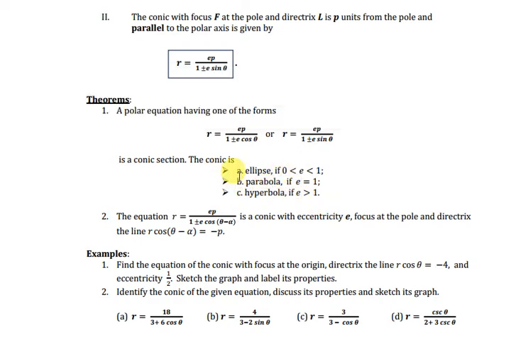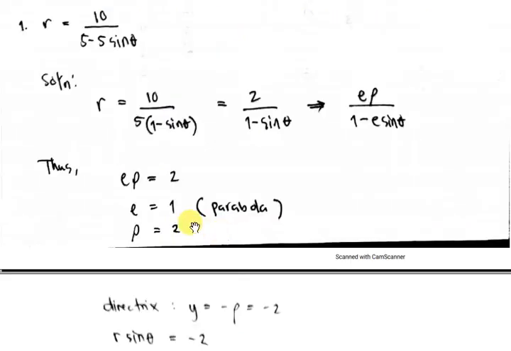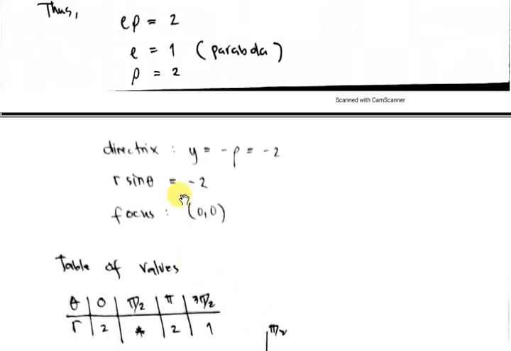If e is between 0 and 1, that is an ellipse. If e equals 1, that is a parabola. When e is greater than 1, that is a hyperbola. Since e is 1, then this is a parabola. And the directrix, y equals negative p, that is negative 2, and r sine theta is negative 2. And the focus is the origin.